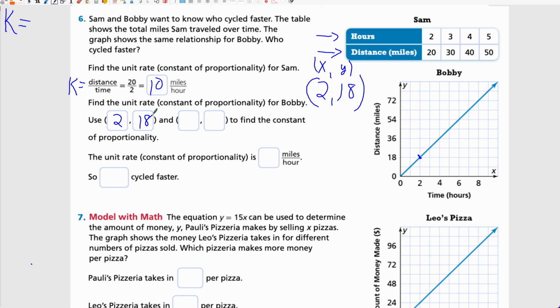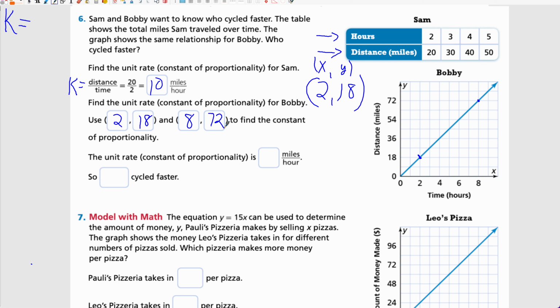And then any other ordered pair that's on the graph. 4, 36. 8, 72. 8, 72 would be on the graph. And so 8, 72. Okay. Now the way they want us to do this, and there's nothing wrong with this. In fact, it's a good thing for us to do right now, because we're going to spend a lot of time doing this particular step later. But we're going to simplify it here in a minute.